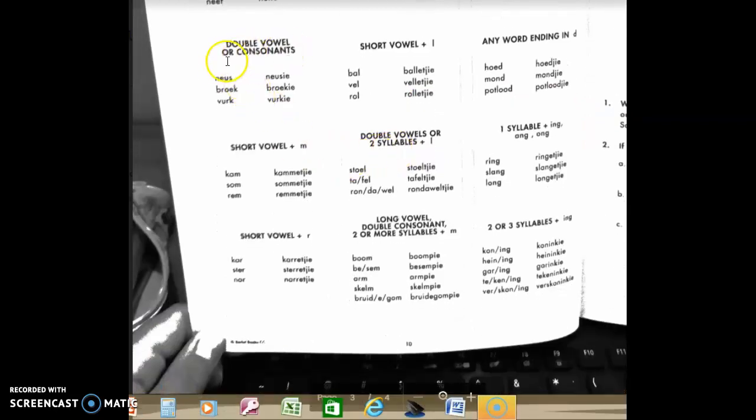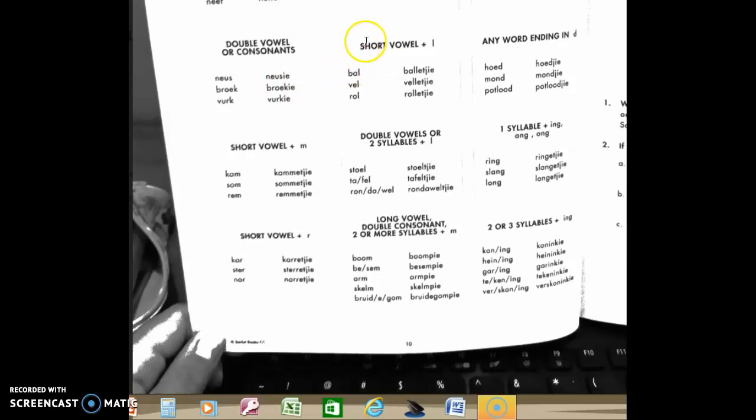Double vowel or consonants. Okay? Neus, neusie. Broek, broekie. Vurk, vurkie.